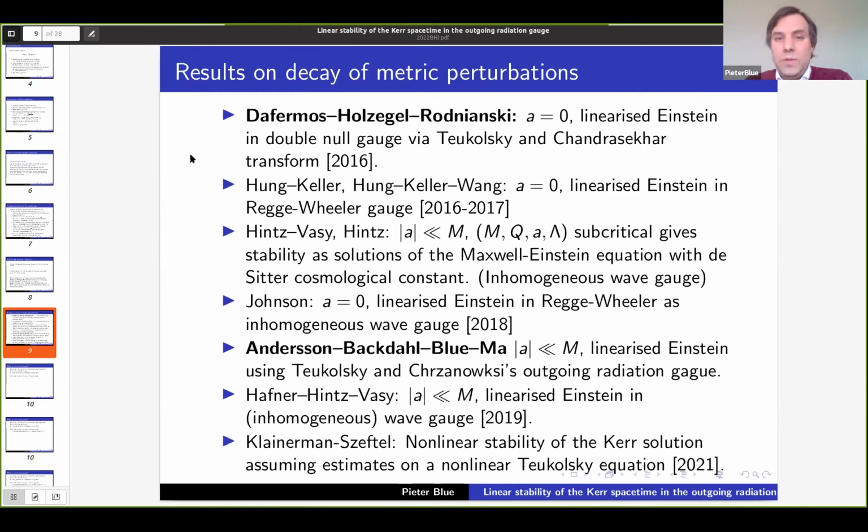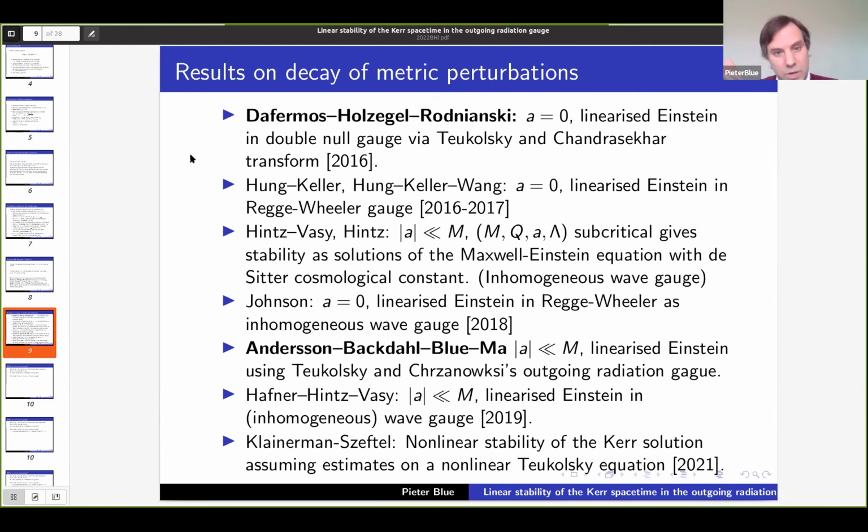So in 2016, Dafermos, Holzegel, and Rodnianski, in the Schwarzschild case, investigated the linearization of the Einstein equation in the double null gauge via first the Teukolsky equation. Then to analyze that, they sort of used the Chandrasekhar transform, and then were able to reconstruct the full metric from the extreme scalars, the Teukolsky variables. At about the same time, Hung-Keller and Hung-Keller-Wang also looked at the stability of Schwarzschild, but using the Regge-Wheeler gauge.